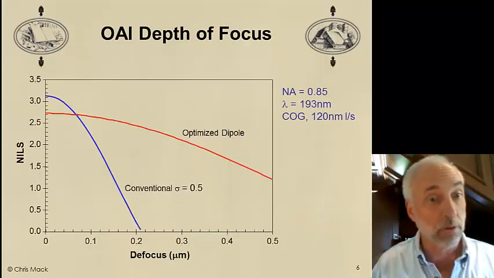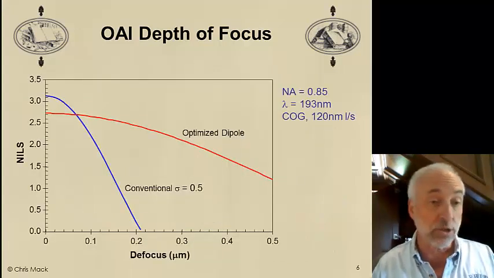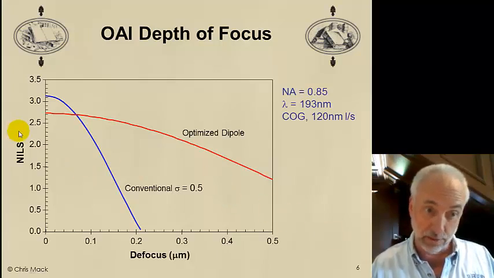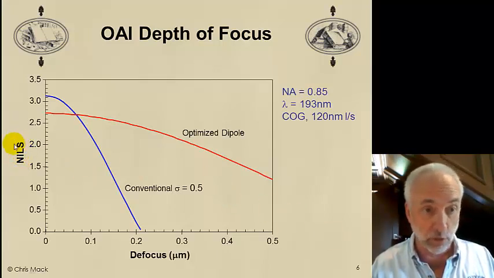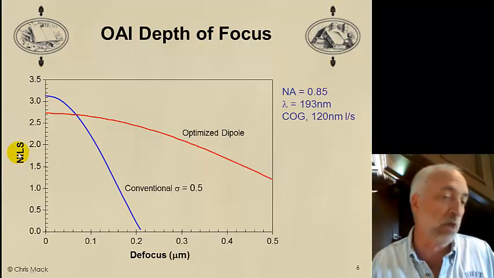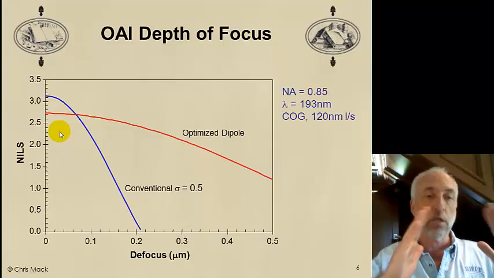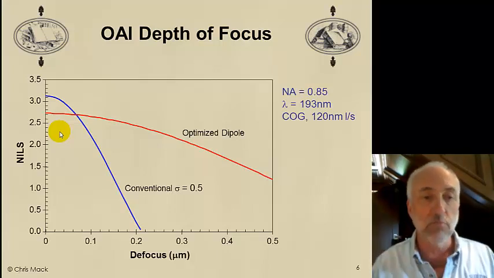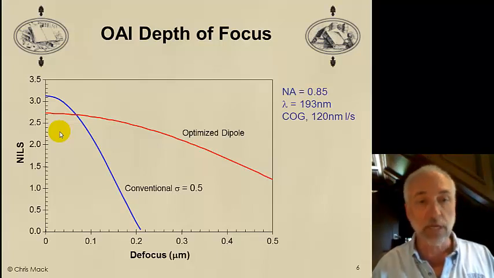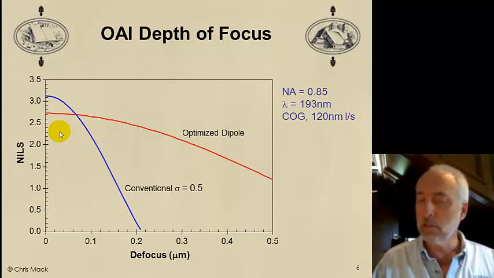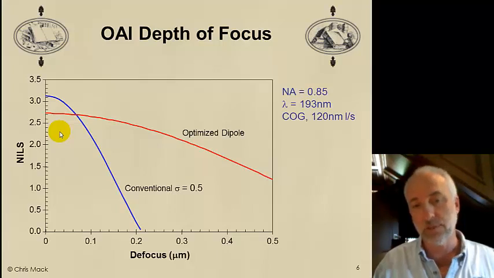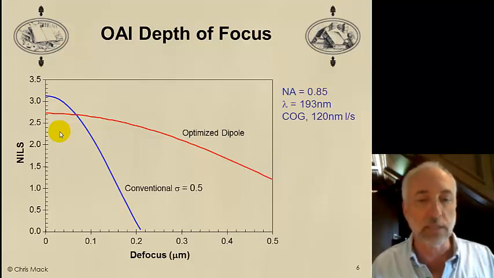Here's an example of how that might work. What I show here is the NILS. NILS is the normalized image log slope. It's the quality of the image. It's the slope of the image. So high NILS means I have really sharp images, and low NILS means I have very poor quality images with low slopes. And then I show here how that NILS degrades as I go out of focus. So on the x-axis, I plot defocus distance.